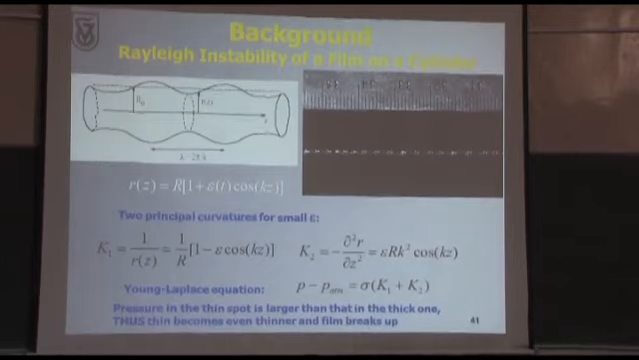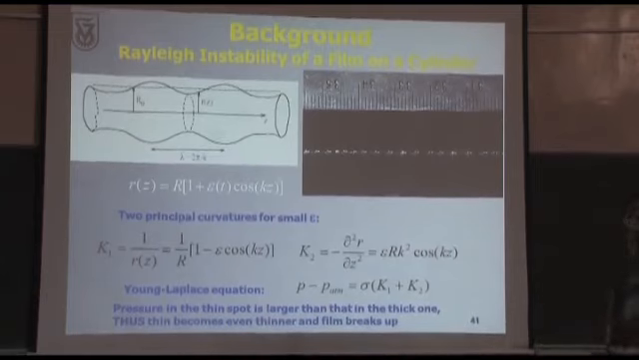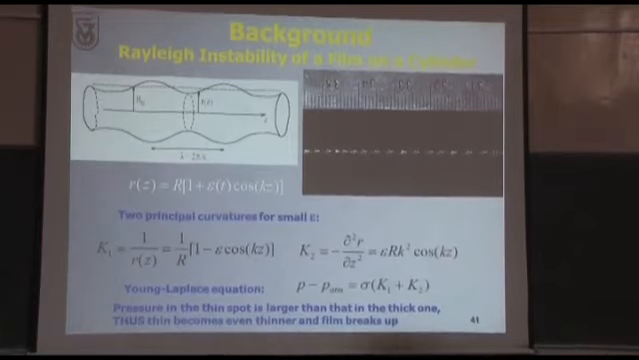So there is a competition. The Young-Laplace law teaches us that the capillary effect is proportional to the mean curvature of the surface, and it has two components, two principal curvatures. One of them is associated with the circumference, and this K1 is 1 over R of Z, and R of Z is this guy.